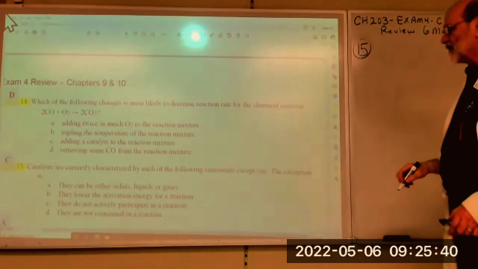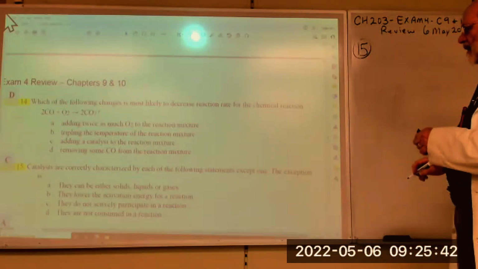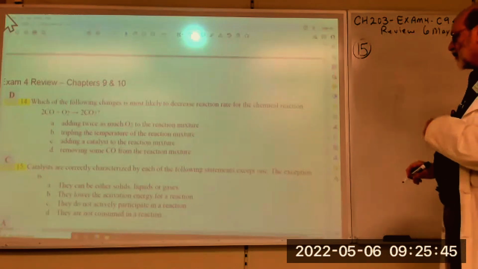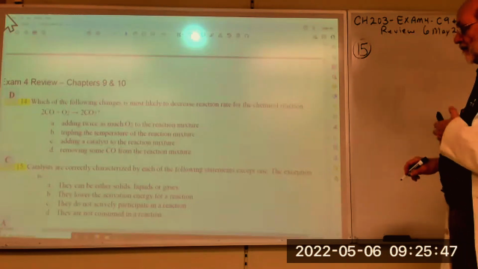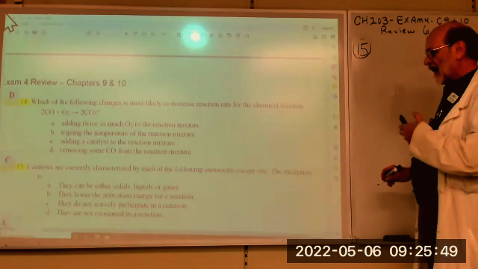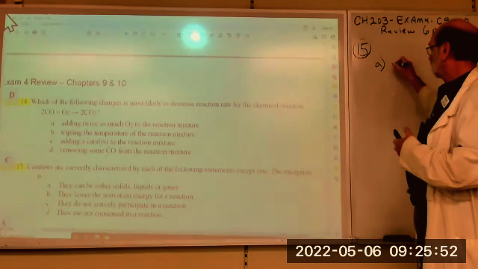Okay, 15. Catalysts are correctly characterized by each of the following statements except one. So which one is wrong? They can be either solid, liquid, or gases. Right? That's true.